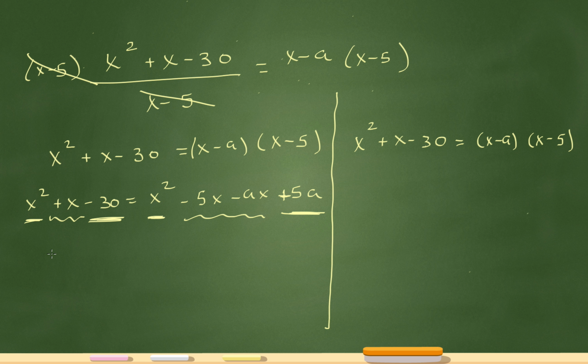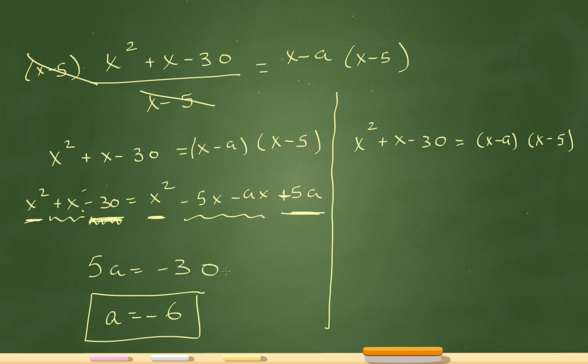So that tells me that 5a has to equal negative 30, because those are my last terms. A has to be negative 6, right? So that's one of the ways to look at the problem. A equals negative 6.